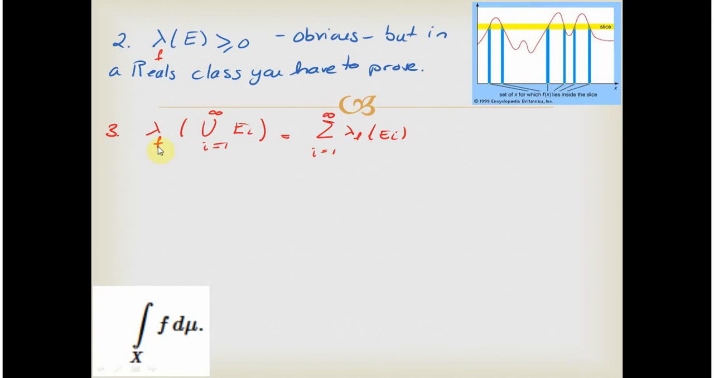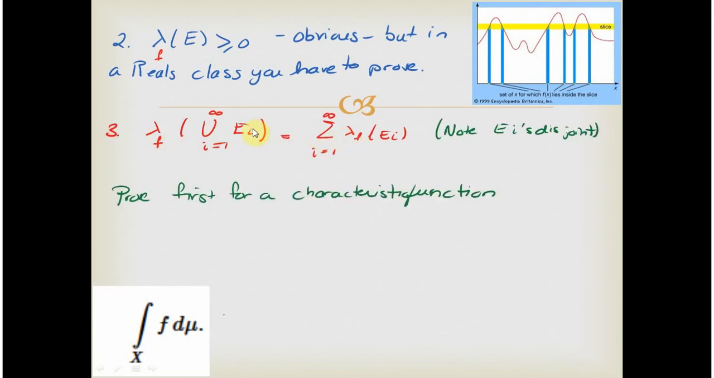Of course, this is always the most difficult to prove: that for a set of disjoint sets, the measure of the union is really the sum of the measures. It's not that hard to prove. I'm going to give you the steps of how to prove it and suggest that you prove it for exam 3. You want to first prove this result for just a characteristic function.